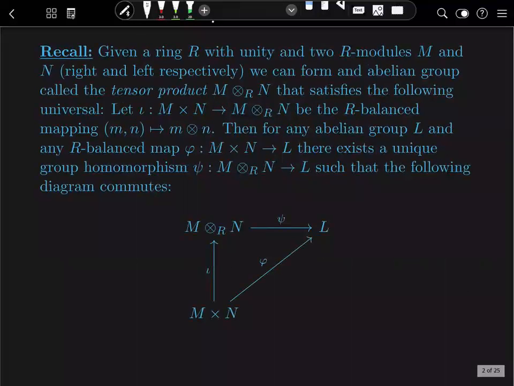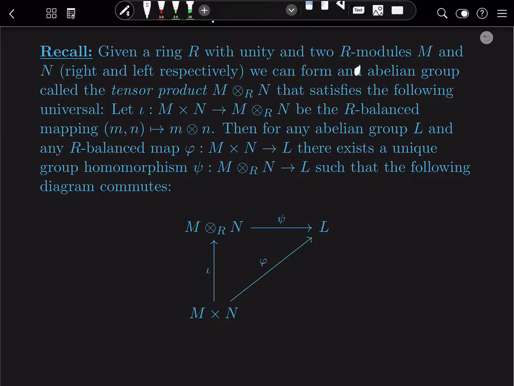Now, if we recall from last time, given a ring R with unity and two R modules, M and N, which are right and left R modules respectively, we can form an abelian group called the tensor product, M tensored with N over R, that satisfies the following universal property.